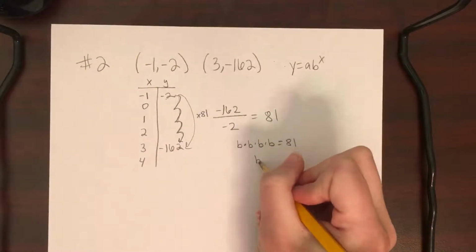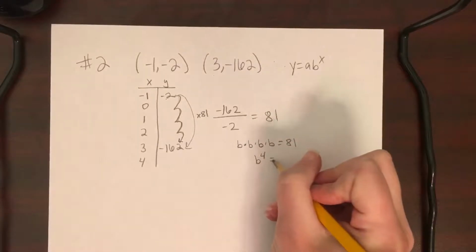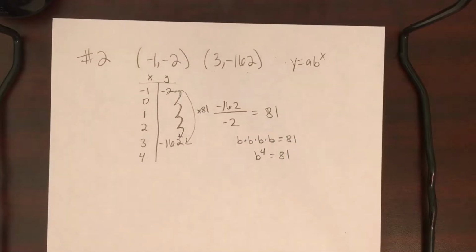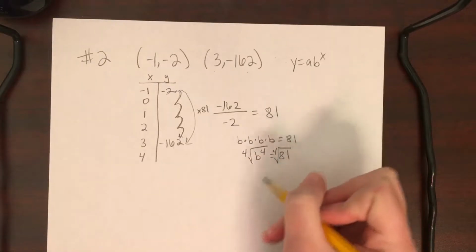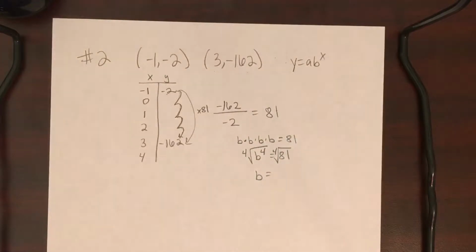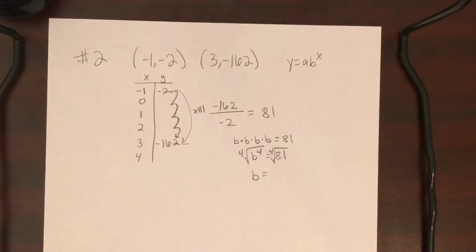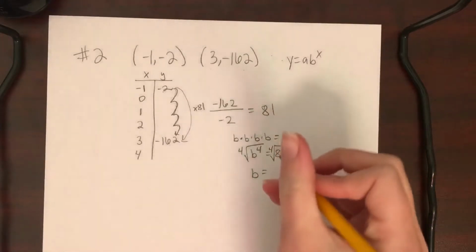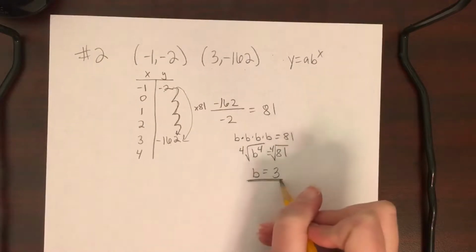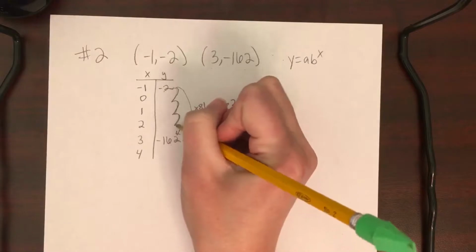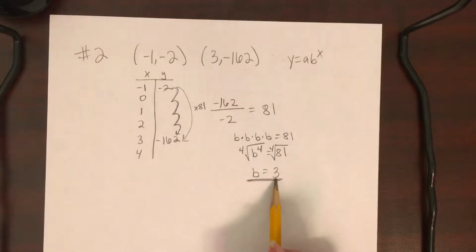So instead of writing b times itself 4 times, we'll write b to the 4th. To get rid of the 4th exponent, we'll take the 4th root of both sides. Make sure you remember how to do these 4th roots in your calculator. That's going to be worth just a 3. All right, so we have our multiplier. That means each of these little gaps from one to the next is multiplying by 3.